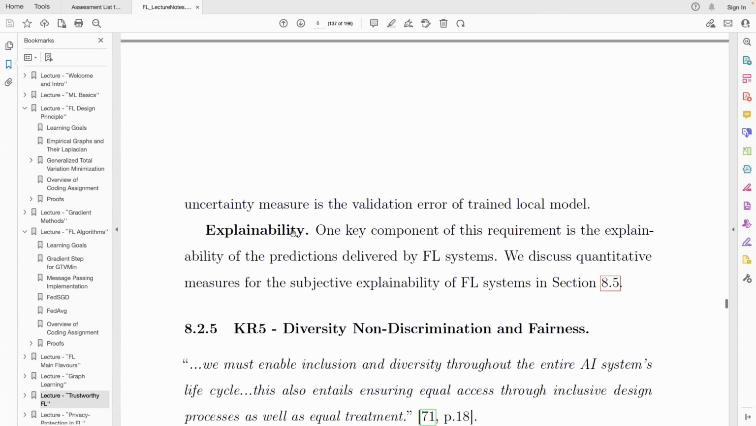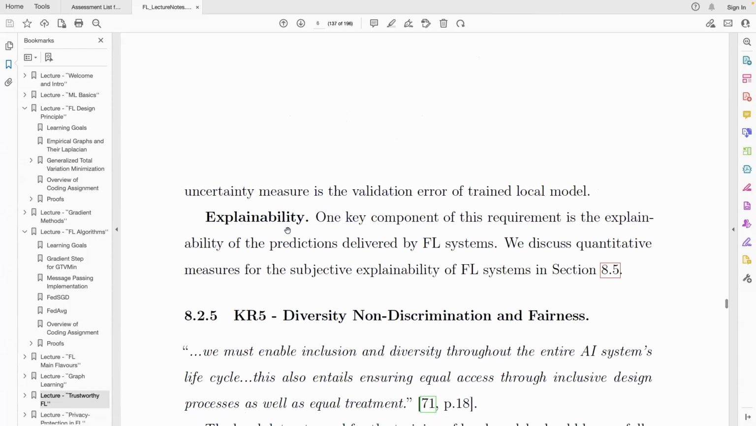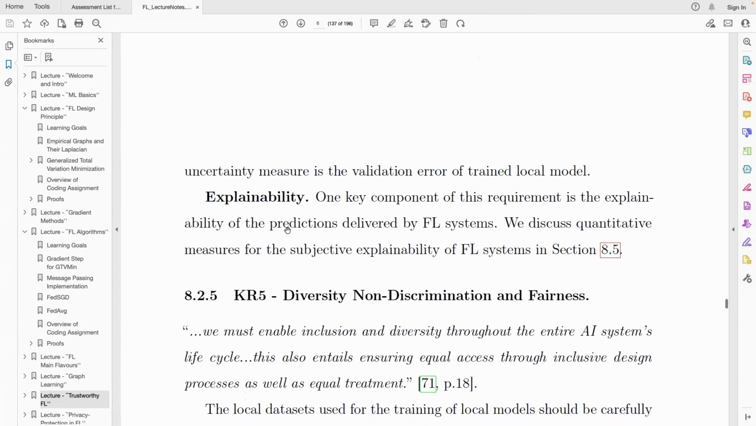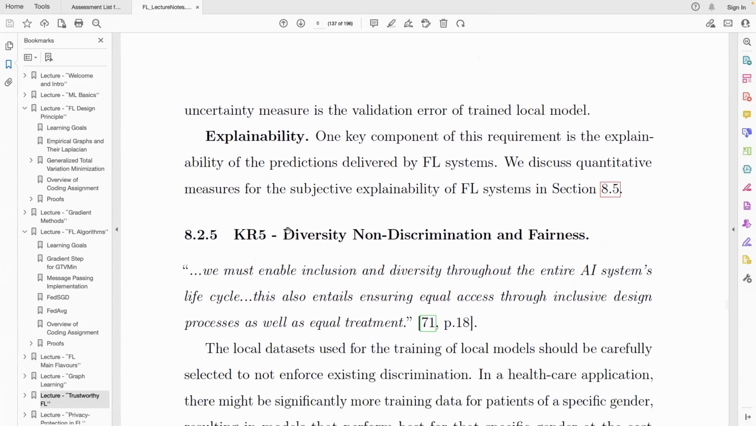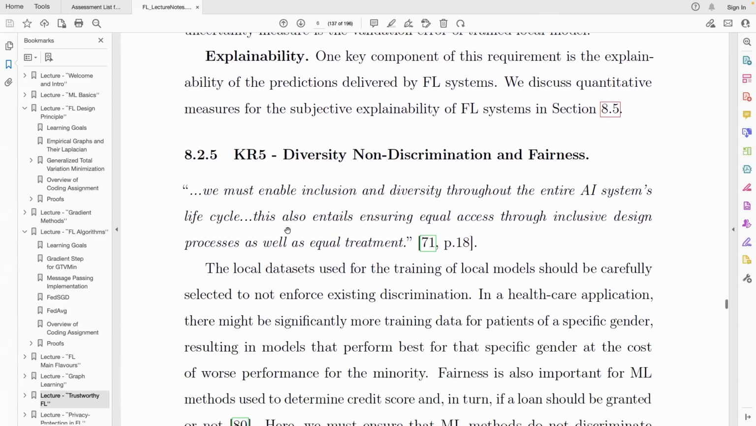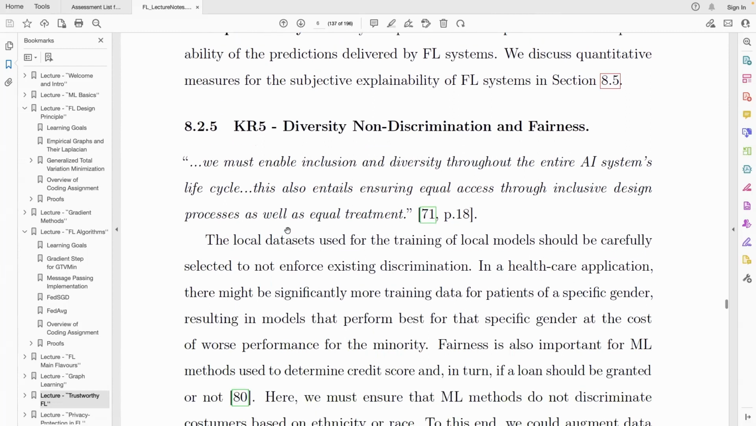Okay, and then another component of transparency is explainability, which I will talk about a bit more later, because this is actually a subject of my current research, explainable federated learning. Okay, then next, are there any questions at this point about these 4 key requirements so far?